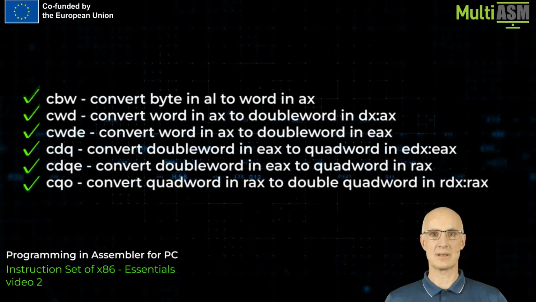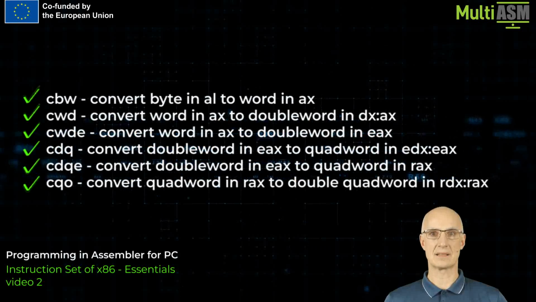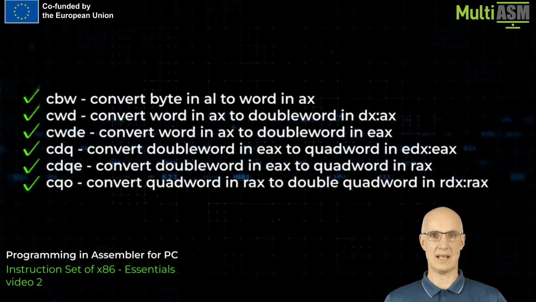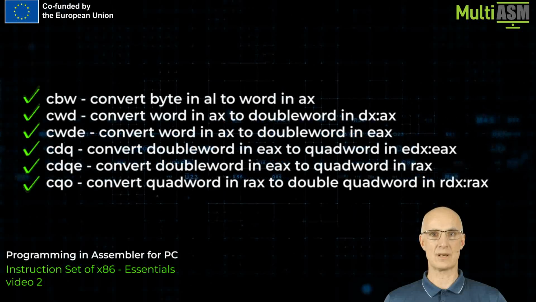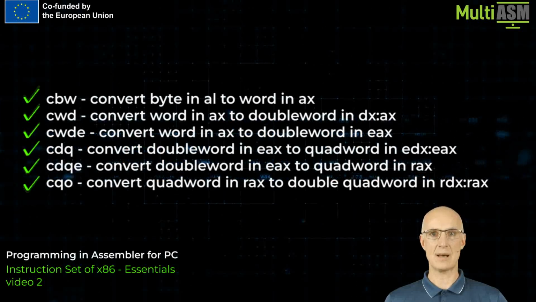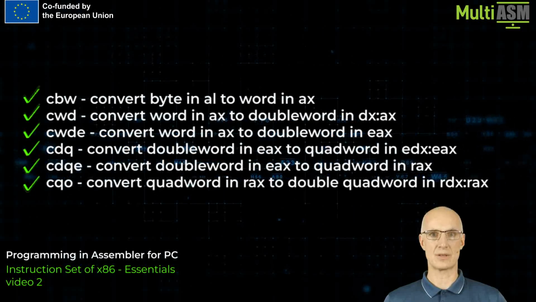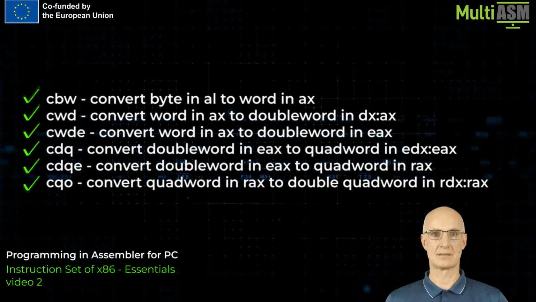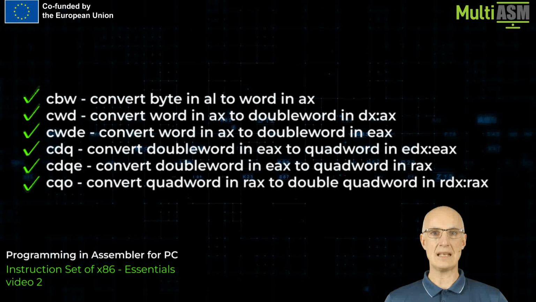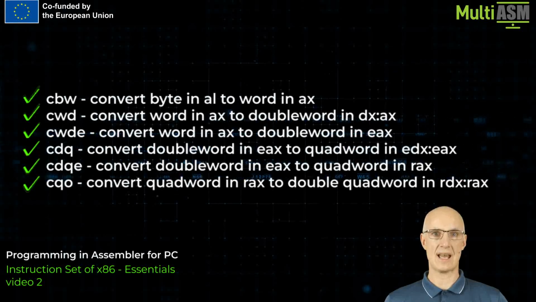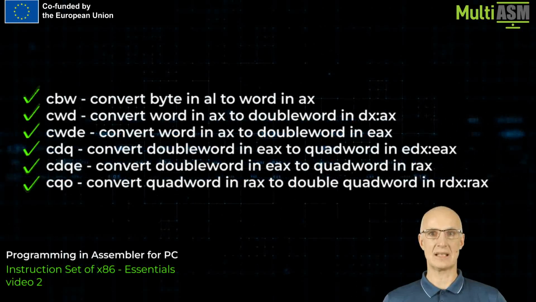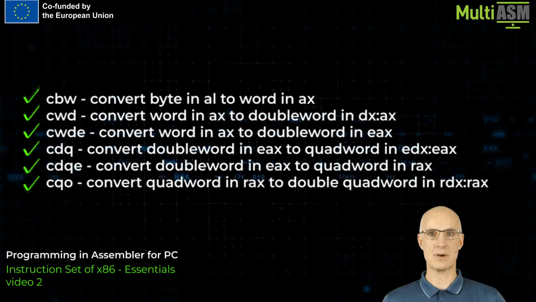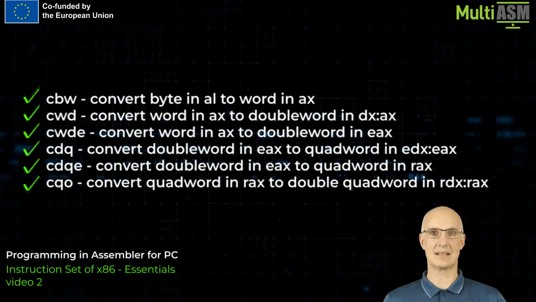The CBW instruction converts a byte in AL to a word in AX. The CWD instruction converts a word in AX to a double word in the pair of registers DX and AX. CWDE converts a word in AX to a double word in EAX. CDQ converts a double word in EAX to a quad word in the pair of registers EDX and EAX.